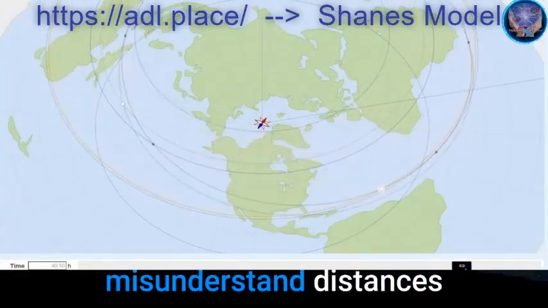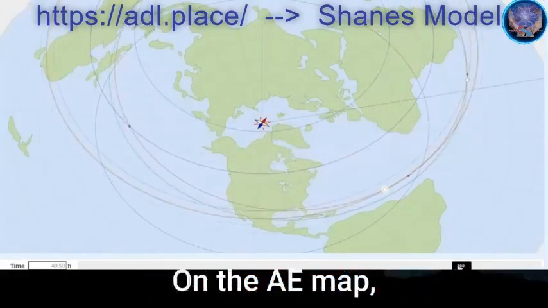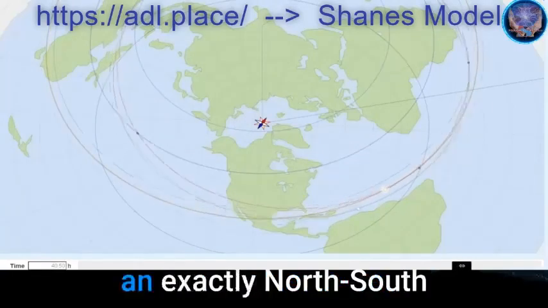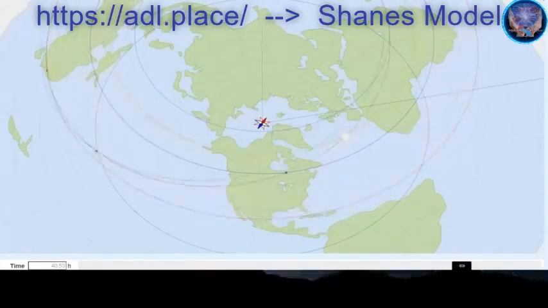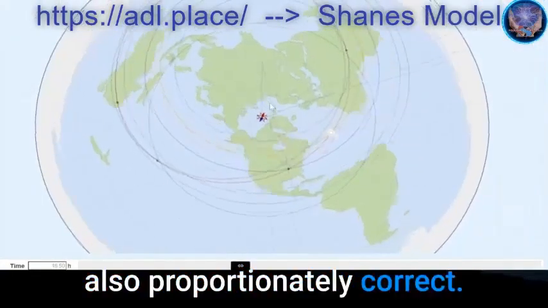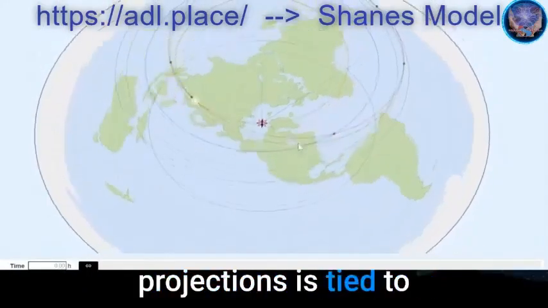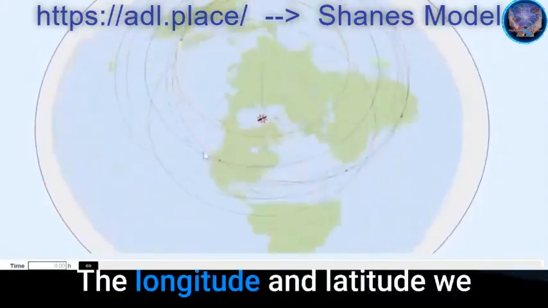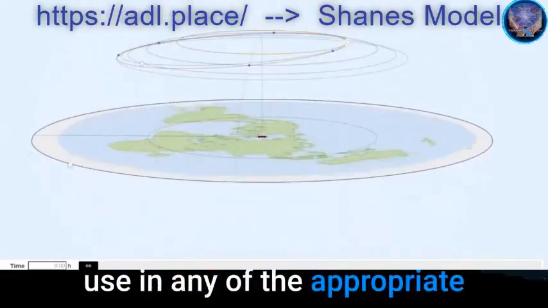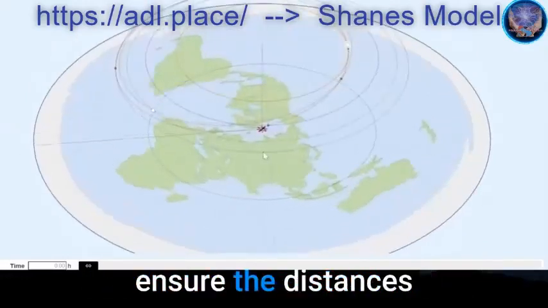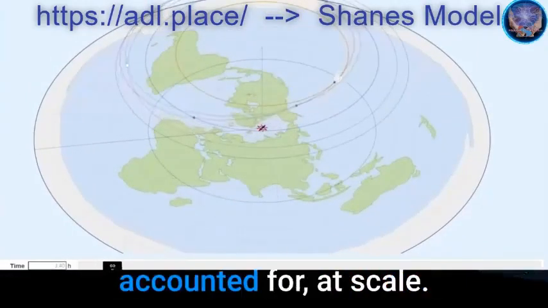Distances. Many people misunderstand distances on map projections. On the AE map, distances measured in an exactly north-south direction are correct. Other measurements are also proportionally correct. Data translation between projections is tied to the coordinates we use. The longitude and latitude we use in any of the appropriate 200 map projections will ensure the distances between those points remain accounted for at scale.